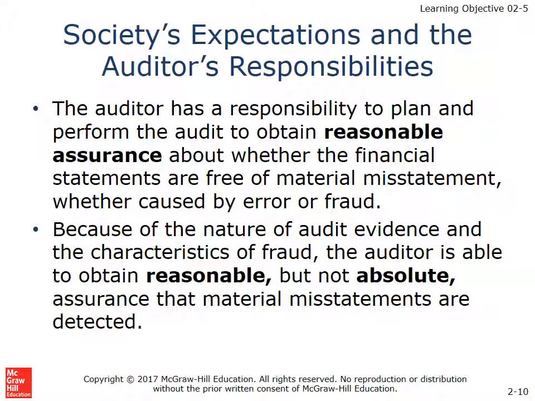So because of the nature of audit evidence and the characteristics of fraud, the auditor is able to obtain reasonable but not absolute assurance that material misstatements are detected. So as you're going through the chapters, you're going to realize, geez, I'm just sampling. I'm not looking at everything. I'm picking out maybe high dollar items and making sure everything's the way it should be with those, but I'm not looking at little things. So we're not detecting fraud. We're just making sure that the financial statements are not materially wrong.